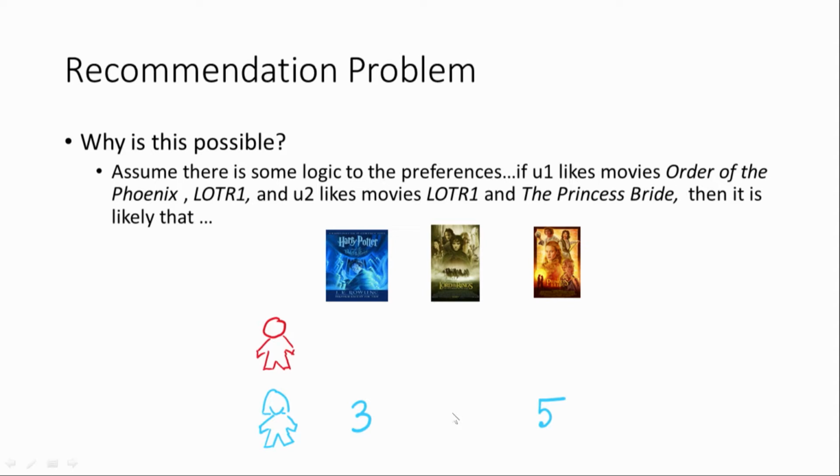So why do I hope to solve this problem? Because this could be anything. But here's the point. Suppose I know that one other user who has also liked Harry Potter likes Lord of the Rings. Then maybe there is some logic to the preferences. There is some structure to the preferences. Then although I don't know this, I know that these two are close.